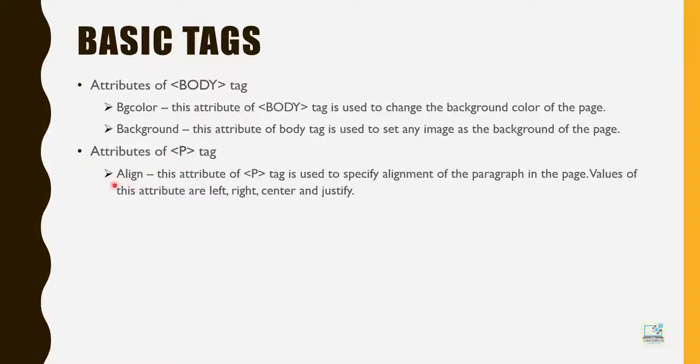One attribute we will discuss is the align attribute. This attribute of the P tag is used to specify the alignment of the paragraph in the page. Values of this attribute are left, right, center and justify. Means there can be 4 types of alignments: left alignment, right alignment, center and justify. Now let's see examples to understand these attributes.